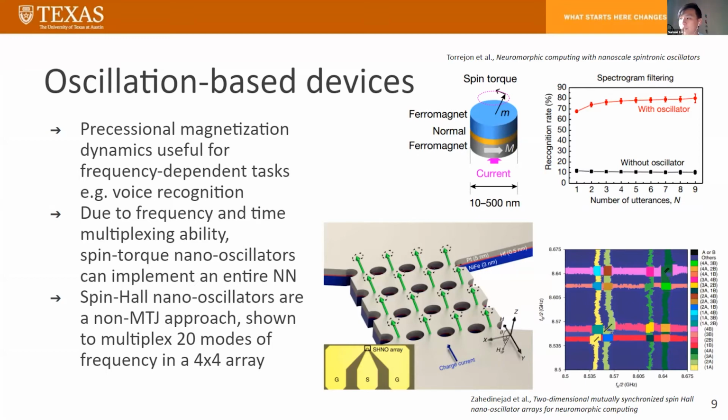Another approach to multiplexing information in structures that is not an MTJ is through a spin-Hall nano oscillator, or SHNO, shown in the bottom right, to multiplex 20 frequency responses using a 4x4 array. They didn't apply this to any neuromorphic task, but in general, the problem with these is they're not as mature as MTJ technology and have difficulties in flexible control and readout.